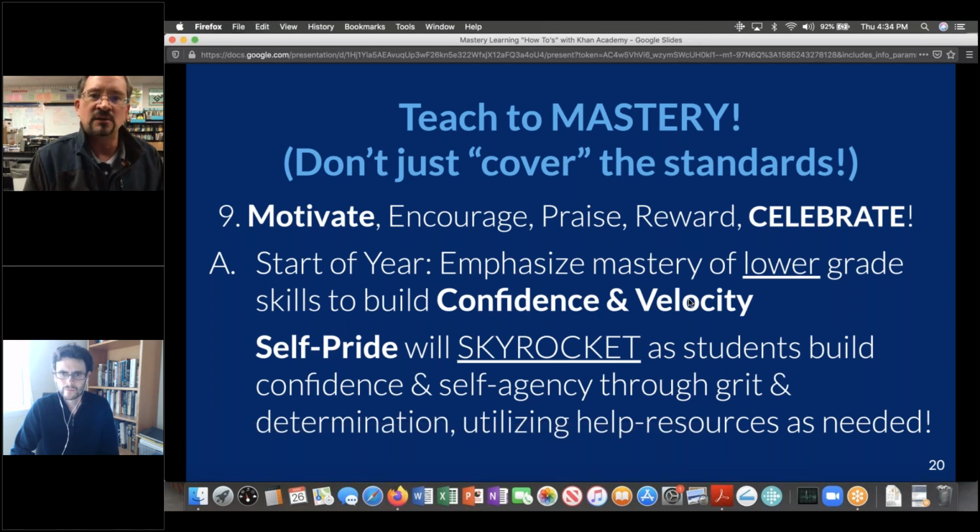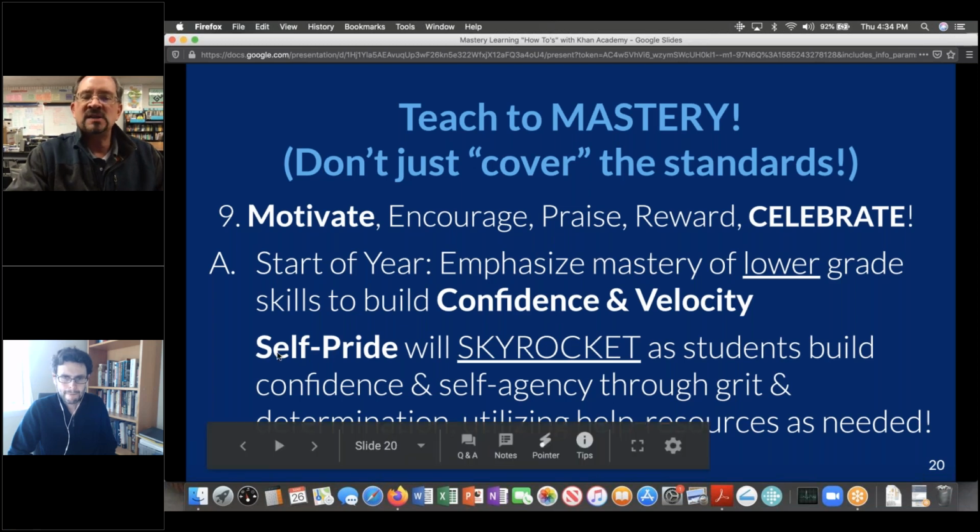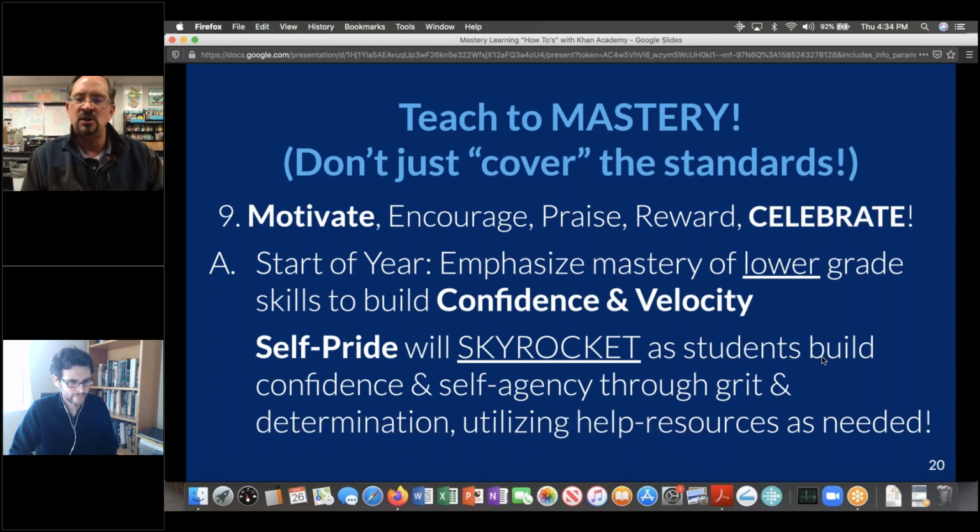review remediation standards. They're like, oh, I can do this. Look, now I know how to look at the hints to quickly learn how to do it. It's easy. It's 1st grade. It's kindergarten. I can do this. And so they learn how the system works while it's still easy, while secretly they might come across something they struggle with. And they're like, okay, I need to slow down and learn this, get help from my teacher. While they're doing this, their self-pride will skyrocket as students build confidence and self-agency through grit and determination, utilizing help resources as needed: the videos, the hints, their peer buddies, and you, the teacher, and even parents and older siblings at home.